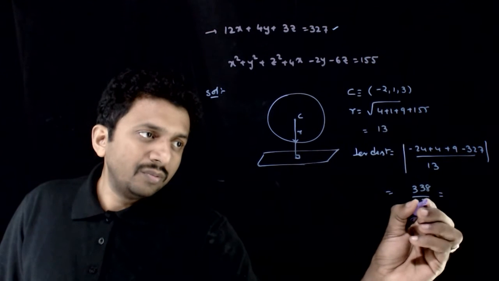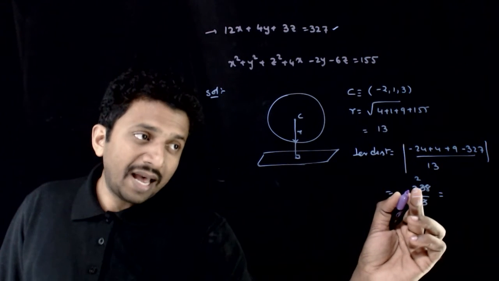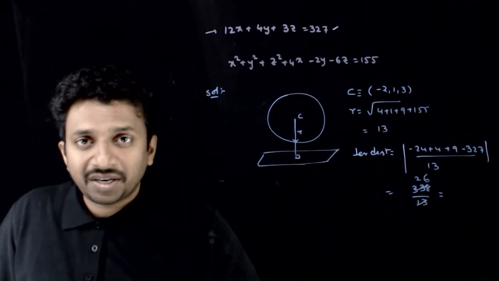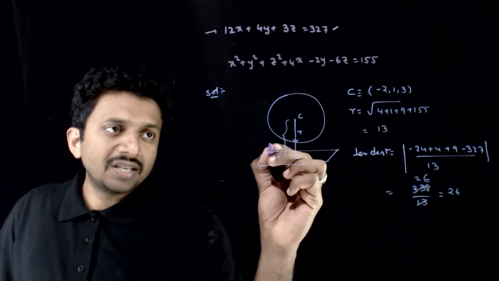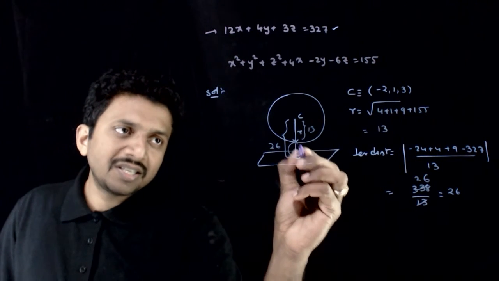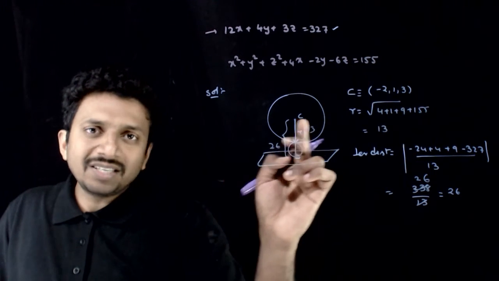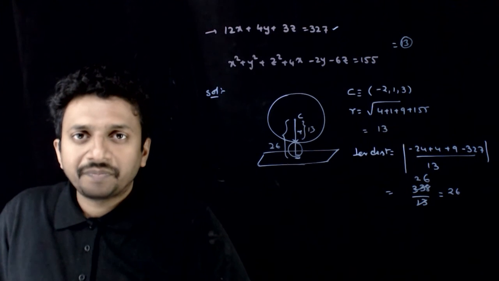So that is equal to, 13 2s are 26 and you have 78, 6 are 78. So the perpendicular distance is 26. So this whole distance is 26 and this distance is 13. So the shortest distance is nothing but 26 minus 13, which is equal to 13. That is the answer to this question. Thank you.